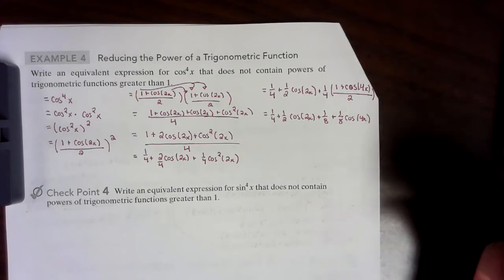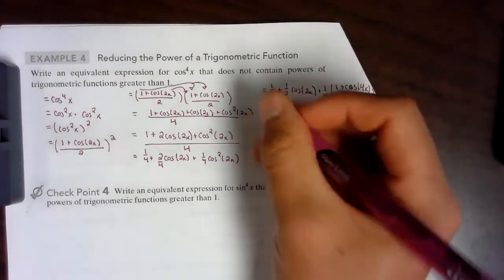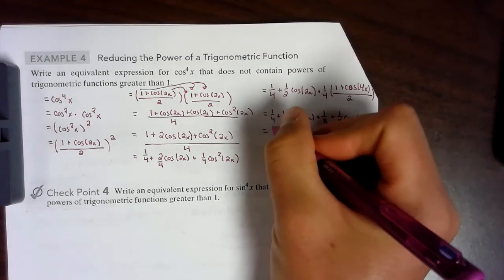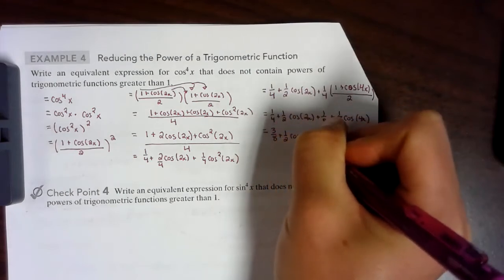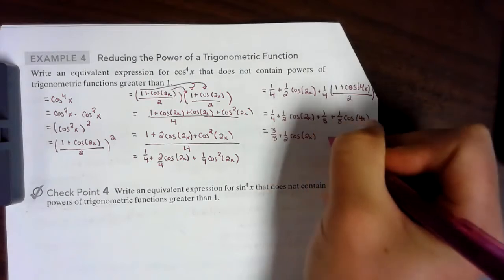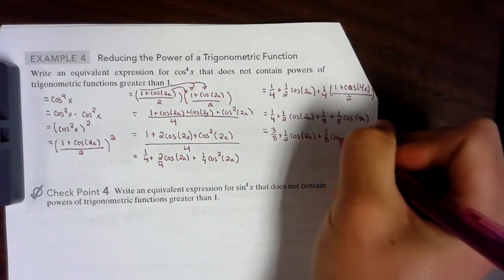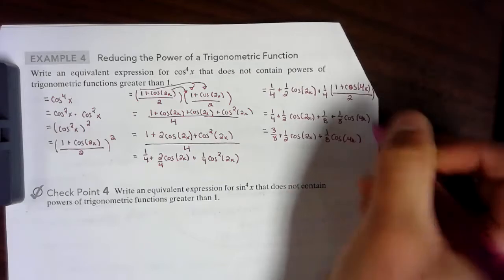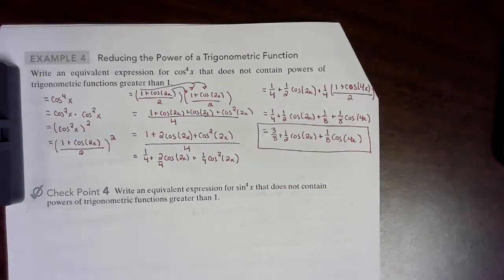All right, and the last thing is to just combine any like terms. And those like terms are just 1/4 and 1/8. If you get a common denominator, you're going to find that those combine to give us 3/8. And everything else is going to stay the same. Cosine of 2x plus 1/8 of cosine 4x. So a lot of work to create something that looks more complicated than what we originally had. But like I said, good practice, and I'm sure there's some value that we'll see down the road.